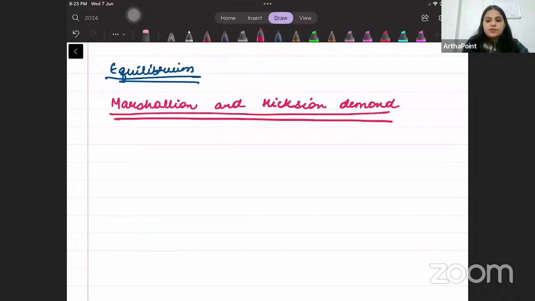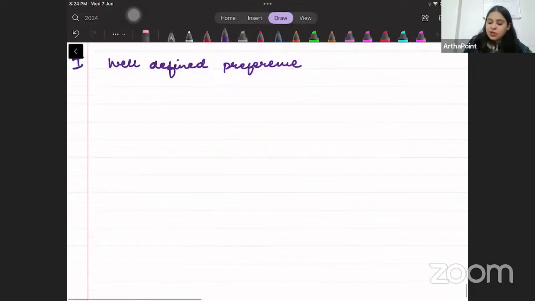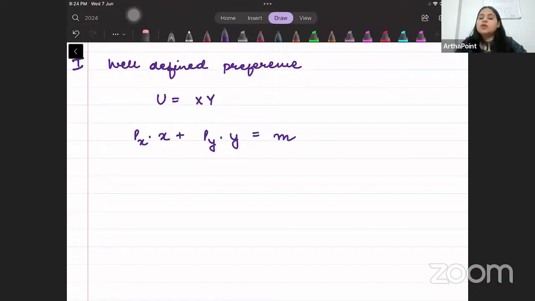To begin with, let us talk about a well-defined preference again. This is case 1. And my utility function is xy. And my budget line is given by px into x plus py into y is equal to income of the consumer.